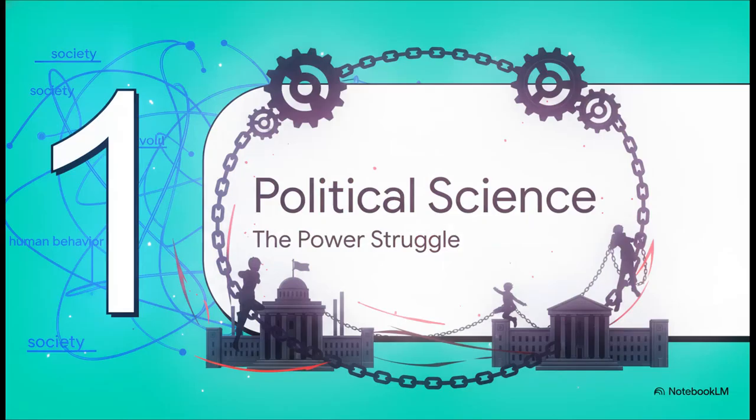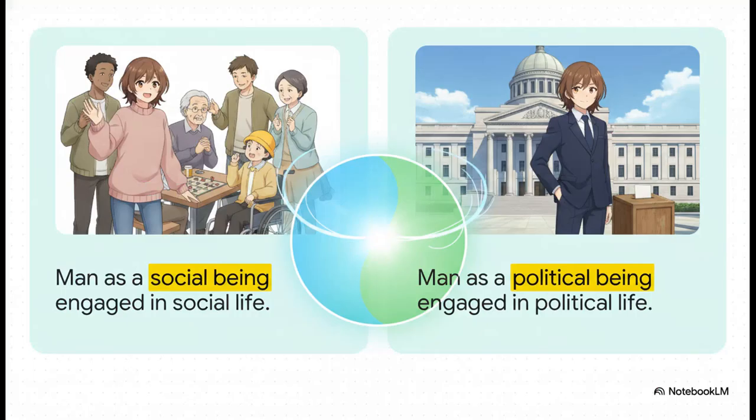Sociology meets political science. The power struggle. First up, sociology steps into the arena with political science. And this intersection brilliantly illustrates a core duality of humanity. Think about it. On one hand, man is a deeply social being, right? We build friendships, communities, whole cultures. But on the exact same hand, man is a political being, constantly engaging in these complex systems of authority and governance. Sociology and political science basically meet right at this crossroads, using political philosophy as the intellectual foundation for sociological knowledge.